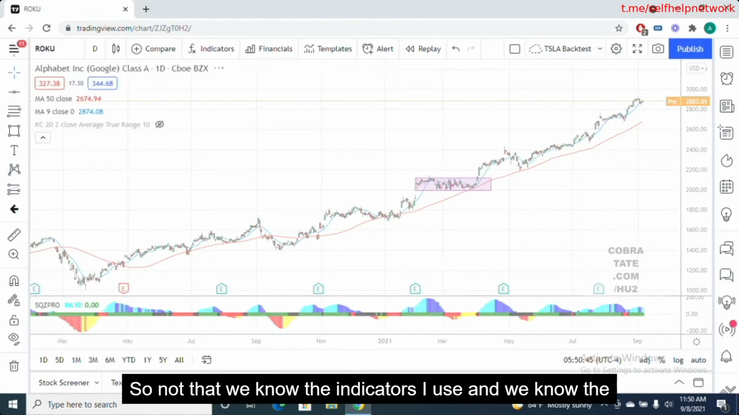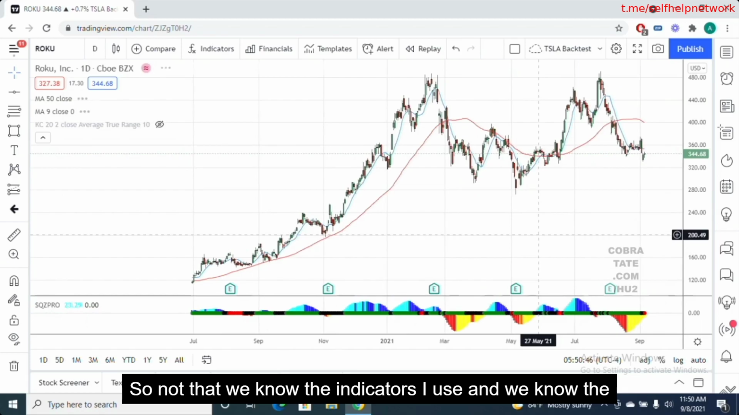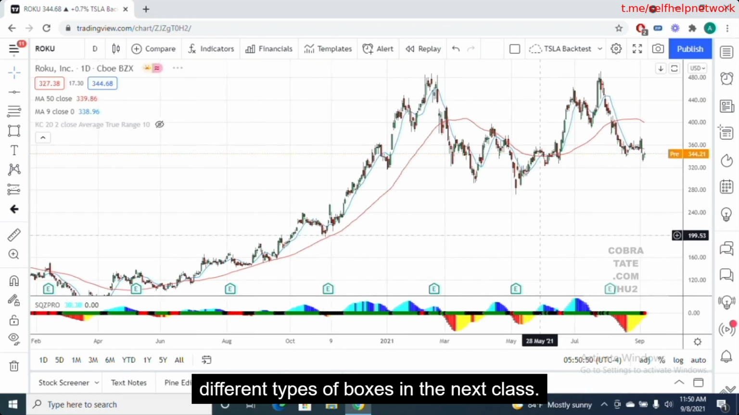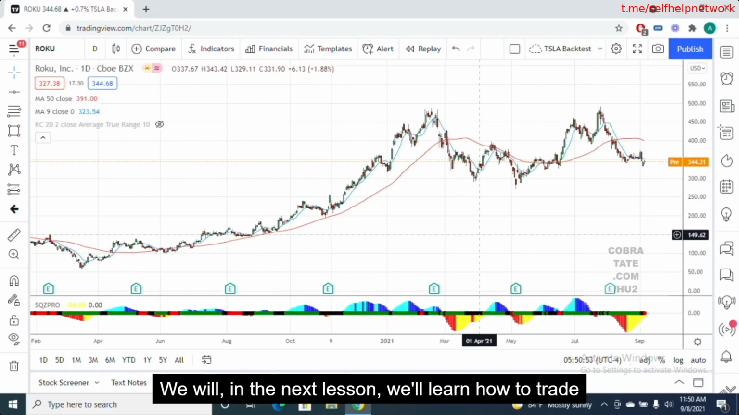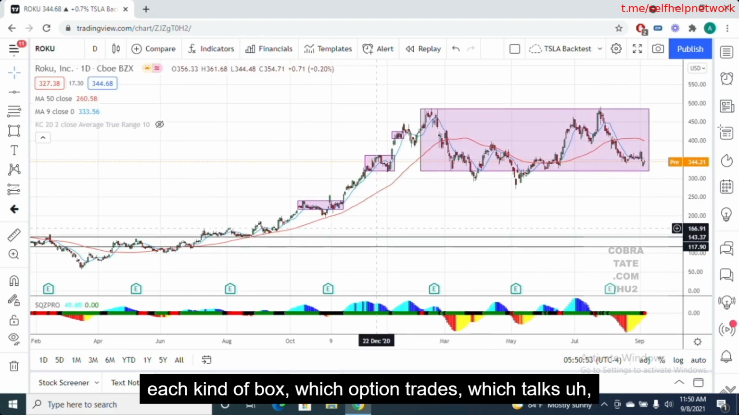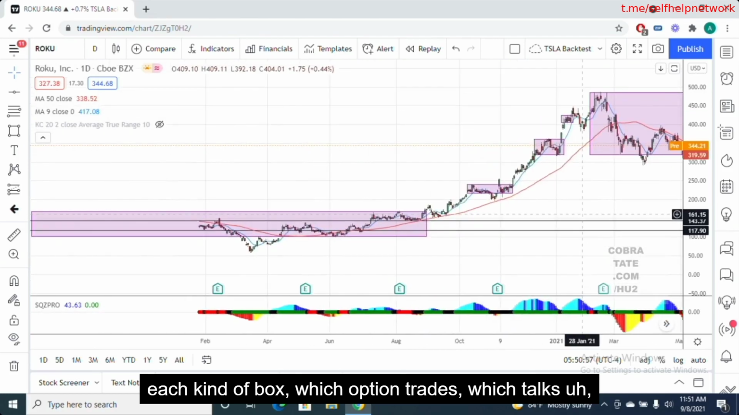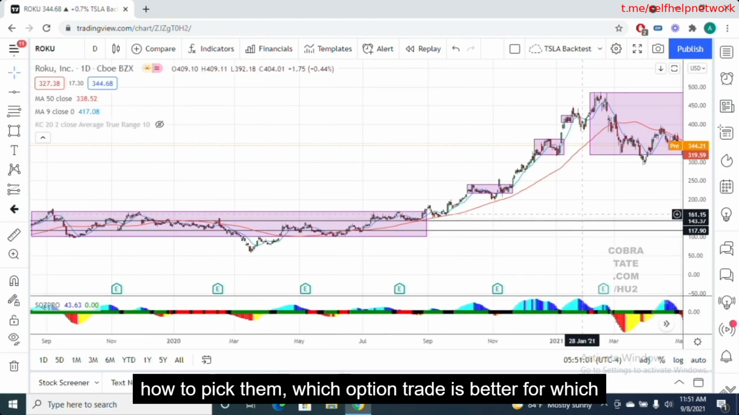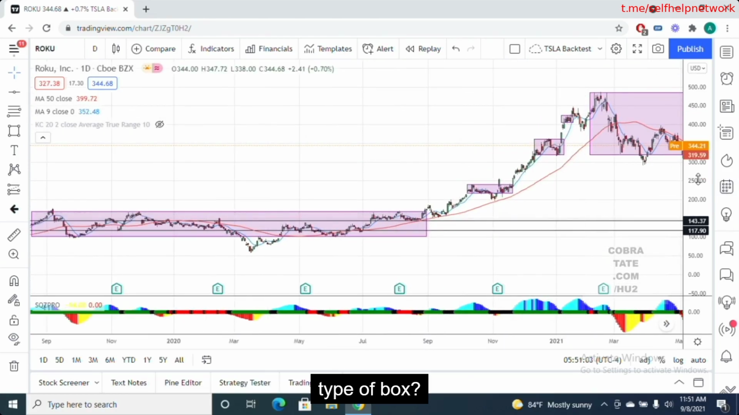So now that we know the indicators I use and we know the different types of boxes, in the next class, in the next lesson, we will learn how to trade each kind of box. Which option trades, which stocks, how to pick them, which option trade is better for which type of box.